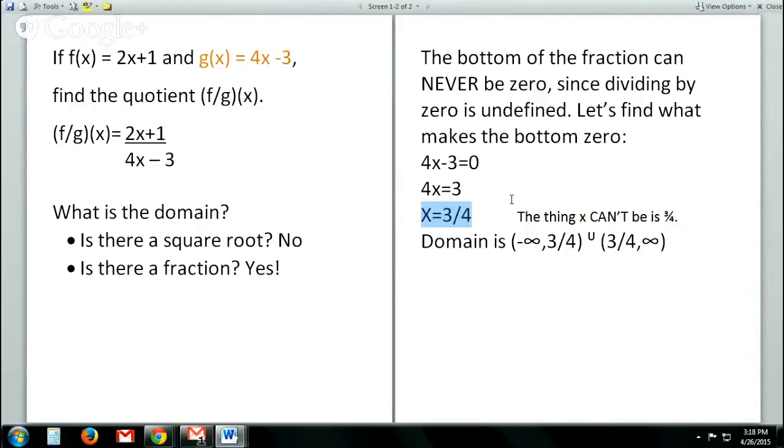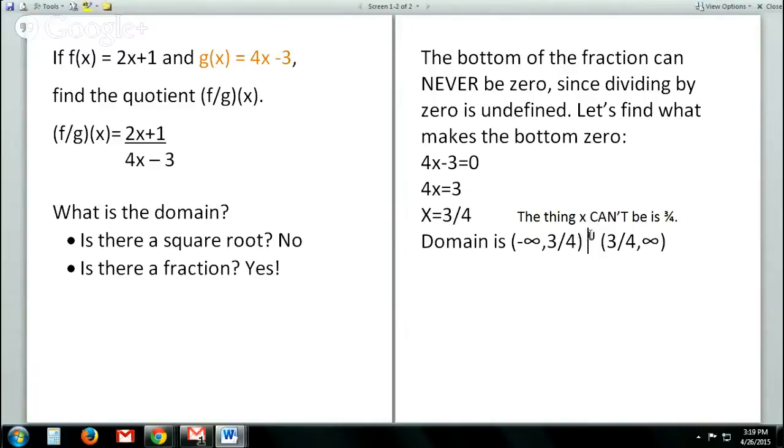Now, a little bit of a trick when we try to write the domain this time. Since it's anything in the world except 3/4 that we can use, our domain goes from -infinity up to 3/4. You can't include 3/4, so parentheses there.